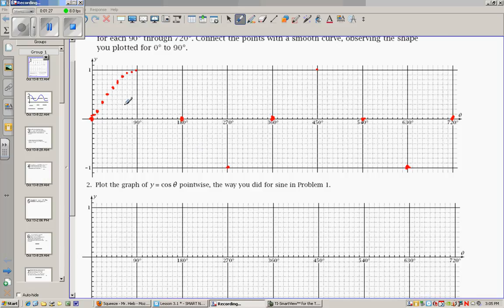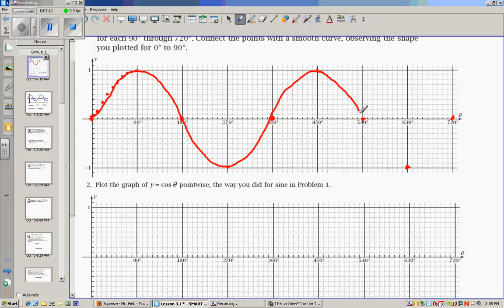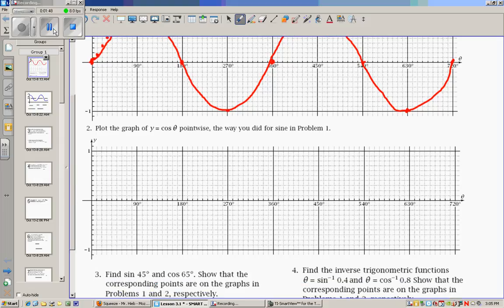All right, now that we have these points, let's try to draw a curve. It's going to come up, and then it's going to come down like this. Come through, go back up, hit our peak, come down, and we're going to end back up at 720. Now take a second and do this for cosine.